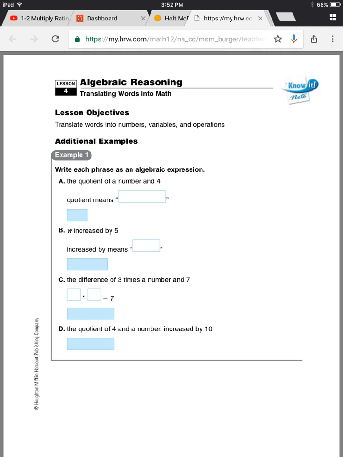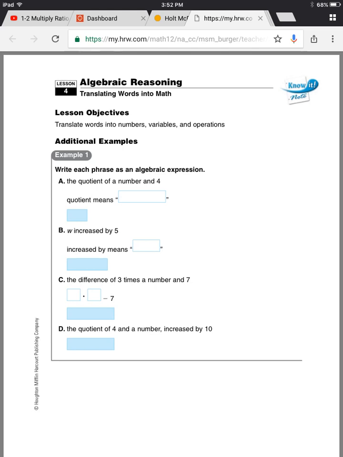Today we are doing translating words into numbers, variables, and operations. So we're taking words or phrases and we're going to make something like x plus 5 out of it. There are posters on the wall that give you different examples of different words that might be used for the word add, multiply, divide, or subtract.